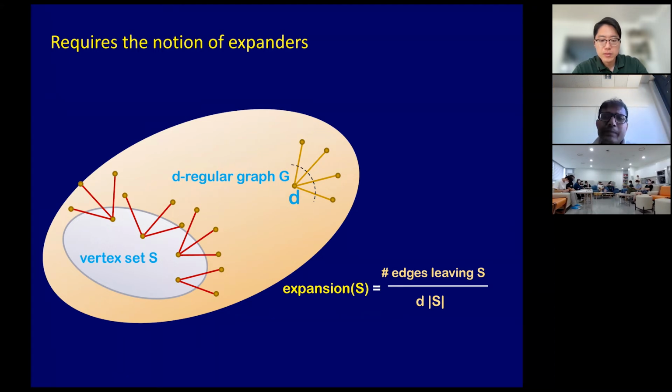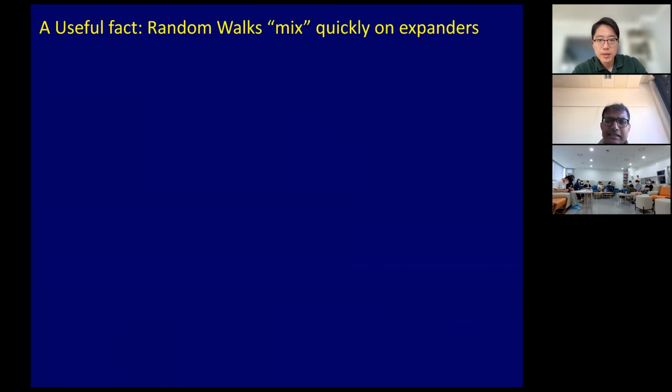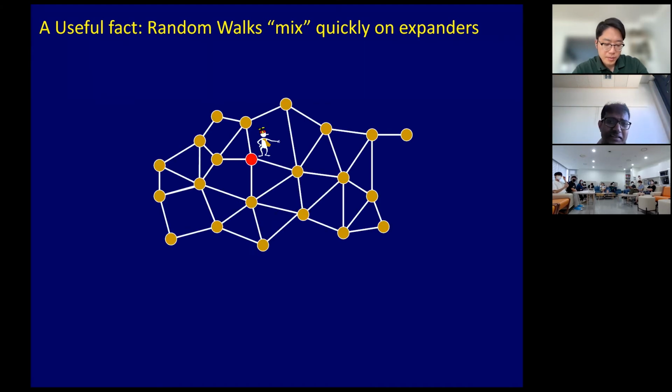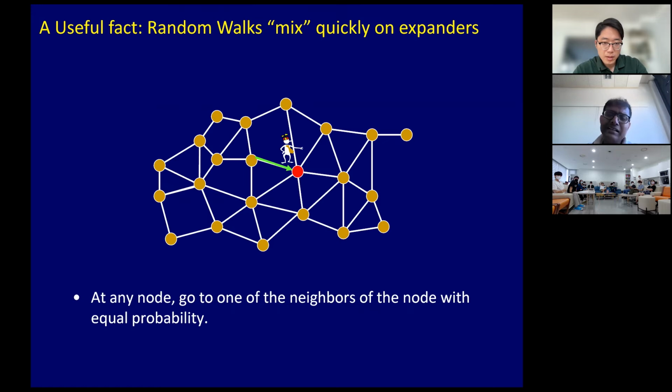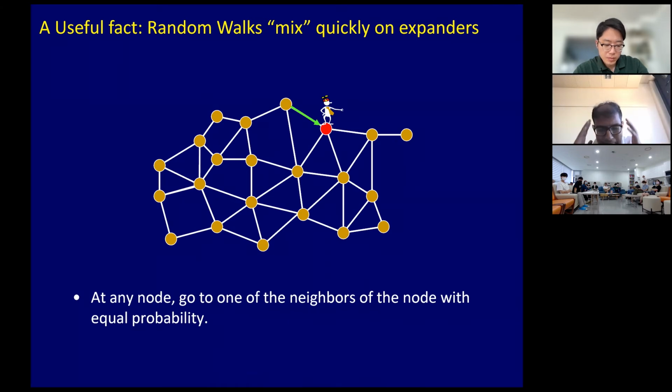Now let me quickly tell you a fun fact about such expander graphs: random walks mix quickly on expanders. Let's quickly recap what random walks are. I give you this graph and you're standing at a red vertex, and you go to a random neighbor of this red vertex and keep on doing this for a while. That's essentially all there is to a random walk. Let's begin with the supremely well connected graph, the complete graph. In the complete graph, if you start a random walk at, say, vertex number 1, in one step you are at a completely random vertex, right?